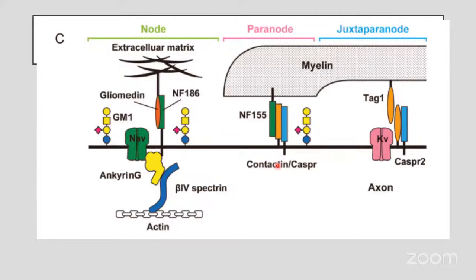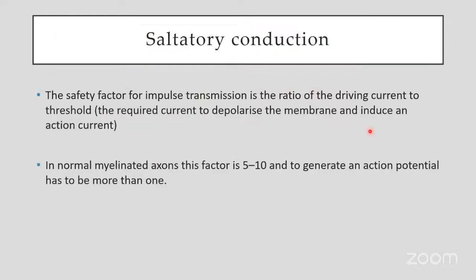The major clinical relevance for nodopathy and paranodopathy is the recently discovered antibodies against nodes and paranodes, that is NF155, neurofascin NF186, Caspr and contactin, and ankyrin G. And these nodopathies have a slightly different presentation, and they have a slightly different response to treatment as compared to traditional demyelinating or axonal polyneuropathies.